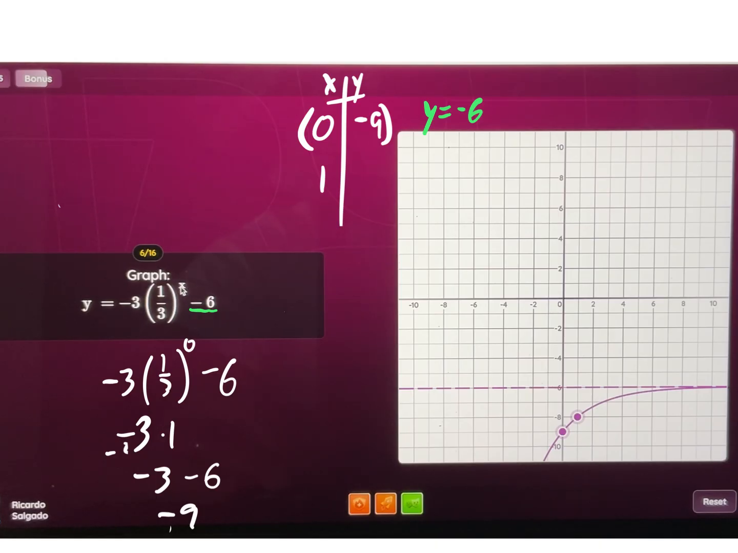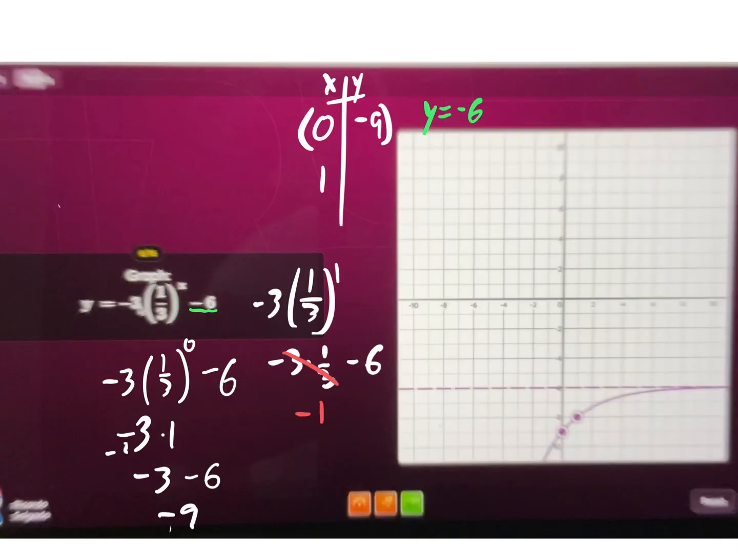We already plugged in 0, got out -9. Let's plug in a 1 right here. 1/3 to the 1 is 1/3. 1/3 times -3 is -3. And -3, well, that's not good. I apologize. 1/3 times -3, as you can see right here, is -1. The negative with the 1, so that's -1. And -1 minus 6 would give you a -7. So the input 1 gives you the output -7. I apologize for that mistake.